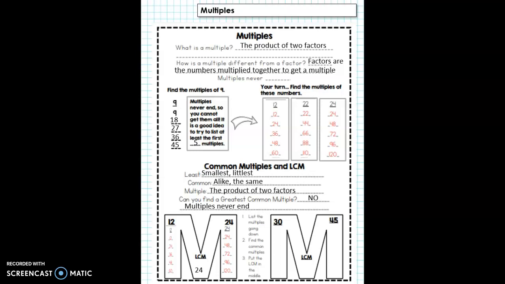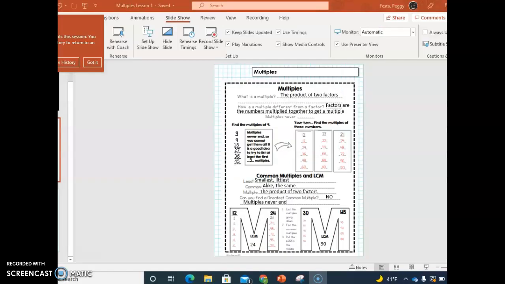Now list out the multiples for 30 and the multiples of 45. A general rule is to list the first 5, and then if you still need to, keep listing after that. So when we compare both lists, 90 is our LCM, or least common multiple.